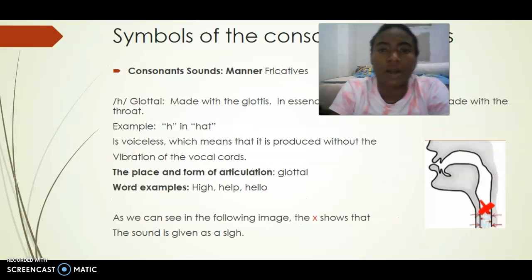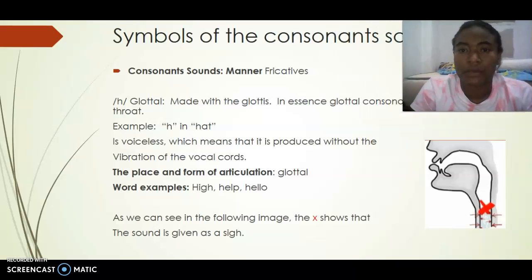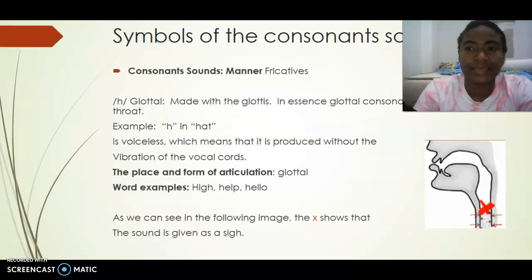Consonant sound, manner: fricatives. H. Glottal, made by the glottis. In essence, glottal consonants are made by the throat. Example: hit. It is voiceless, which means they are produced without the vibration of the vocal cords.